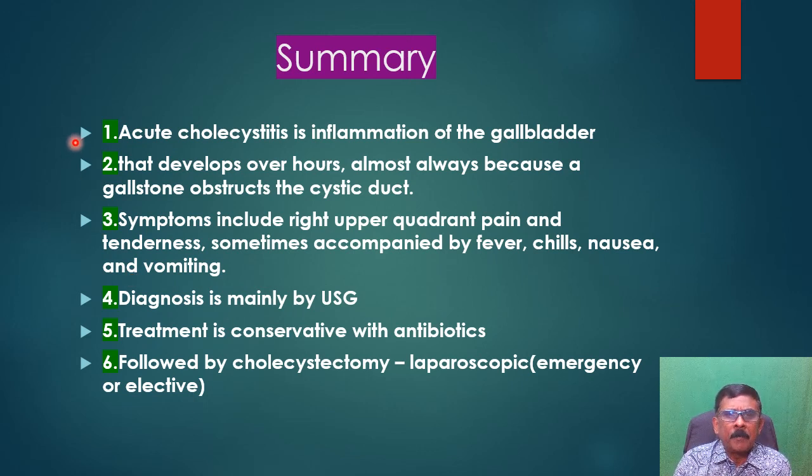In summary, these are some important facts about acute cholecystitis. Acute cholecystitis is acute inflammation of the gallbladder that develops over hours. It is an acute onset, almost always because of a gallstone causing obstruction of the cystic duct. The symptoms include right upper quadrant pain and tenderness. Sometimes, if it is infected, secondary bacterial infection leads to fever, chills, nausea, and vomiting. Diagnosis is mainly by ultrasound scan, which is an effective tool in the diagnosis of acute cholecystitis. Clinical features with the presence of stones on ultrasound are more or less a definitive diagnosis of acute cholecystitis.